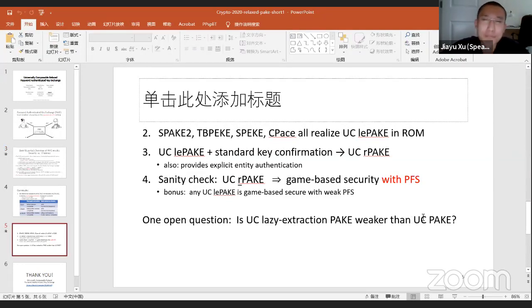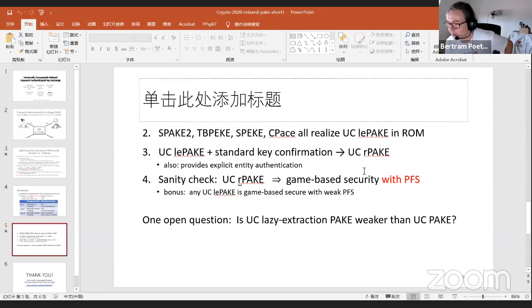So of course, in those efficient PAKE protocols, which are proven secure in the random oracle model only, we have shown some separation results, like s-PAKE2 is proven secure in this relaxed model, but it does not seem to realize the standard UC PAKE. But if we restrict ourselves to PAKE protocols which are in the standard model only, then is there still a difference between UC lazy extraction PAKE and the standard UC PAKE? So our conjecture is there's no such difference anymore, but we somehow cannot prove it right now.